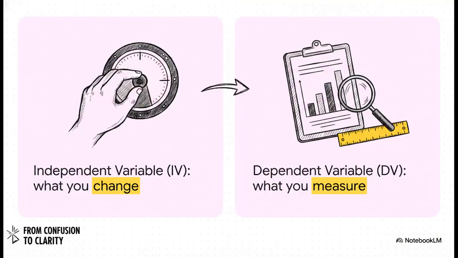Now let's look at how these variables break down, because these are the two structural pillars of any hypothesis. First, we have the independent variable, or IV. This is what you, the researcher, change or manipulate. Then there's the dependent variable, or DV. This is what you measure. It literally depends on the IV. If you can clearly separate what you're changing from what you're measuring, honestly, you have already won half the battle.